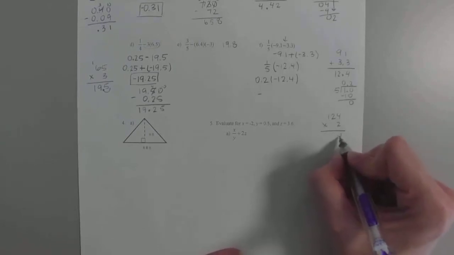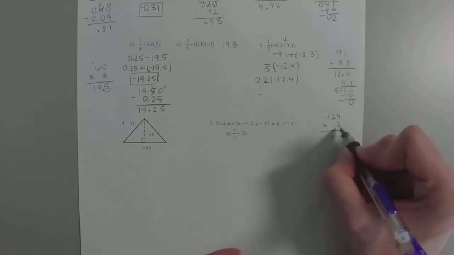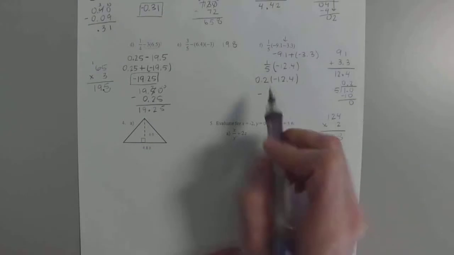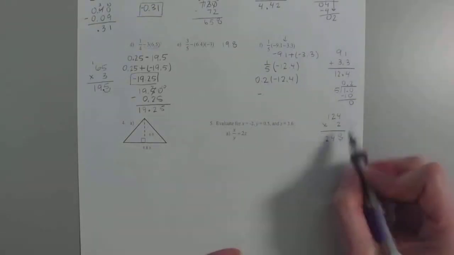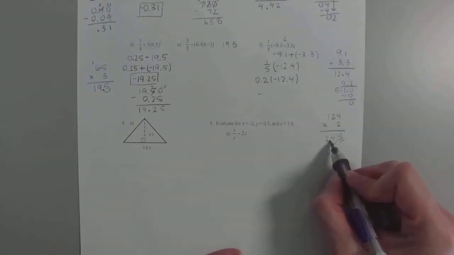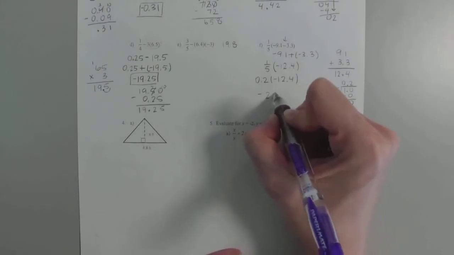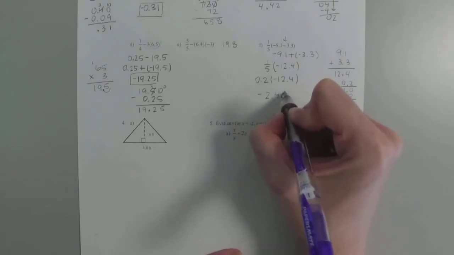2 times 4 is 8. 2 times 2 is 4. 2 times 1 is 2. And how many decimal points do we have? 1, 2. So I'm going to go 1, 2. So our final answer is negative 2.48.